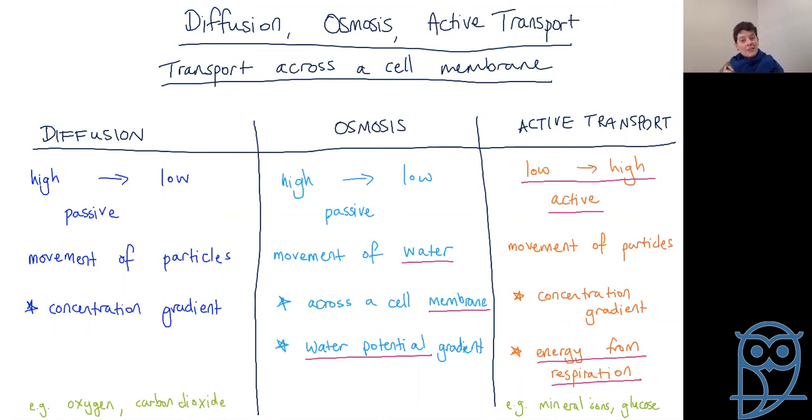When it comes to active transport, it's the flip side. It is from low concentration to high concentration. Also an active process, and it's all about the movement of particles. Because it's active, we need that energy of respiration, and it's energy from respiration because we are moving against the concentration gradient. So you've got diffusion, osmosis, and active transport, and all of those are key ways that we can transport things across a cell membrane.